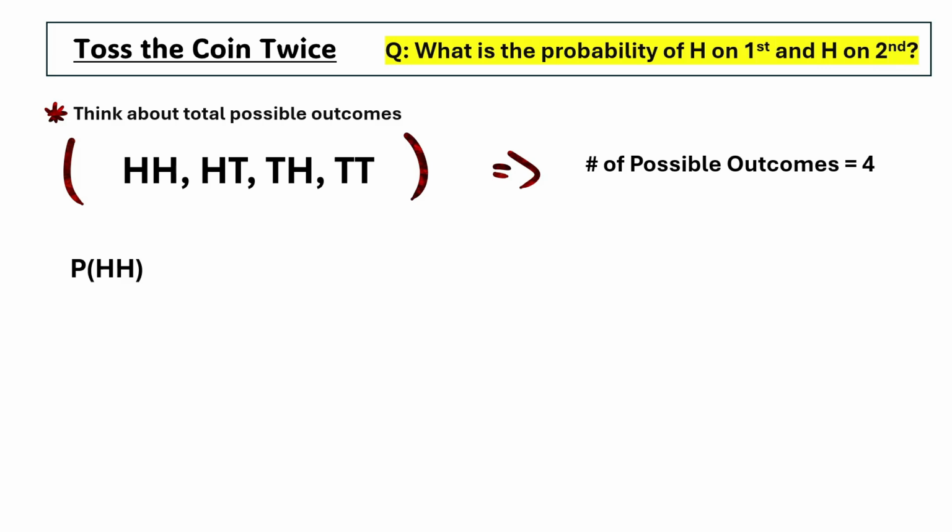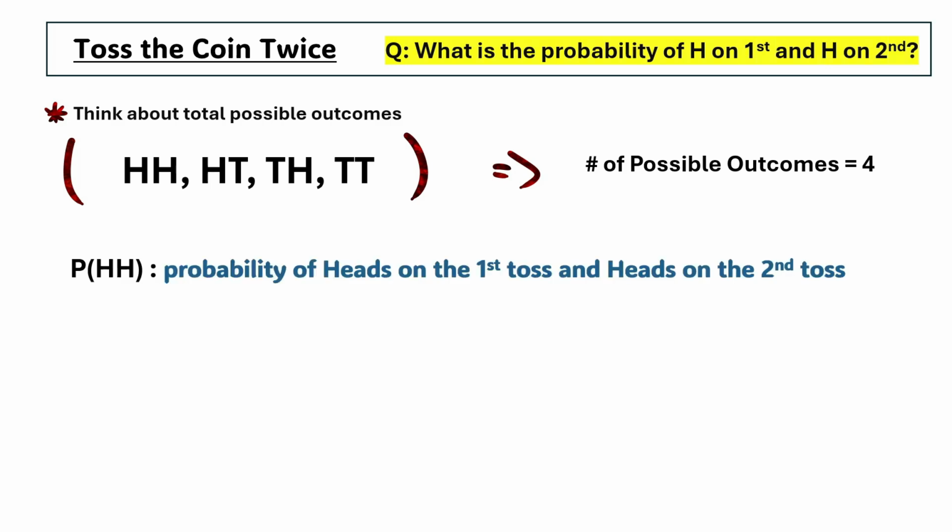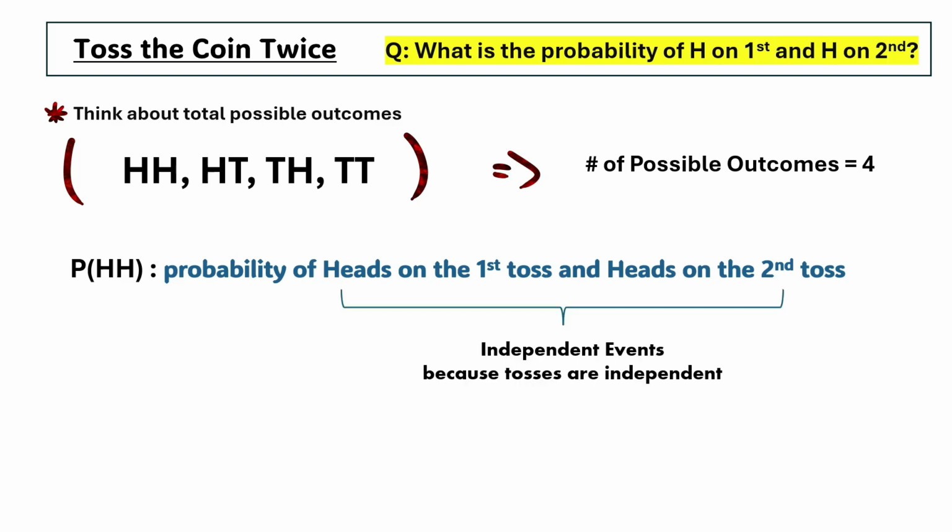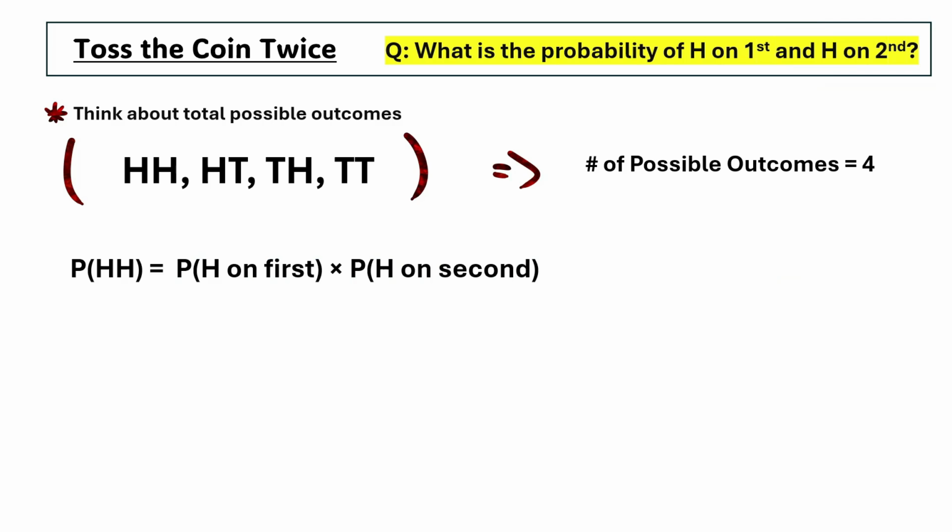So to answer our question, I'm going to begin with the equation P of HH, which means probability of heads on the first toss and on the second toss as well. And here, you should note that these 2 individual events are independent events because coin tosses are independent. So whenever you have independent events and if you have an AND statement, you can use the following equation, which says that P of HH equals P of heads on the first toss times P of heads on the second toss.